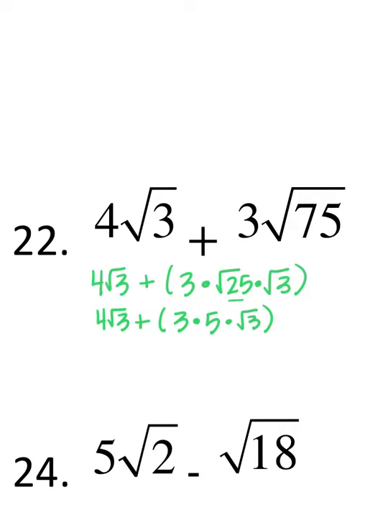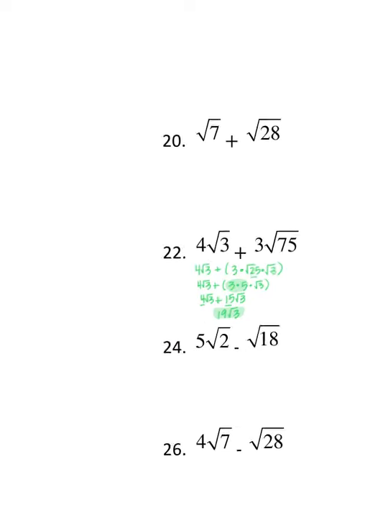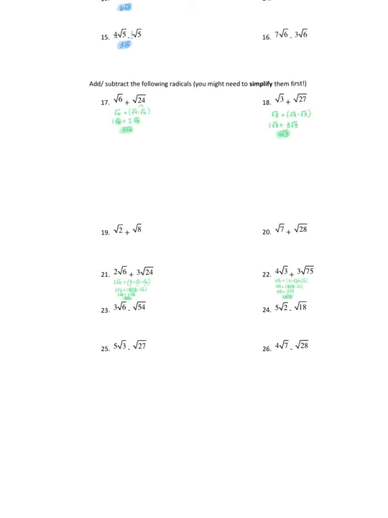But I can multiply these two numbers together, and I would bring my 4 radical 3 down, plus 3 times 5 is 15 radical 3. And now all I do is add the numbers on the outside, and I get 19 radical 3. Okay? I want you to try those.